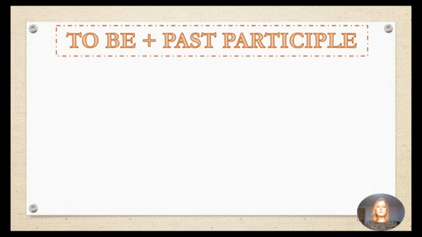So passive is formed like this, with the verb to be in the appropriate tense, present simple, present perfect, and past simple, and the past participle. So let's see it in more detail.